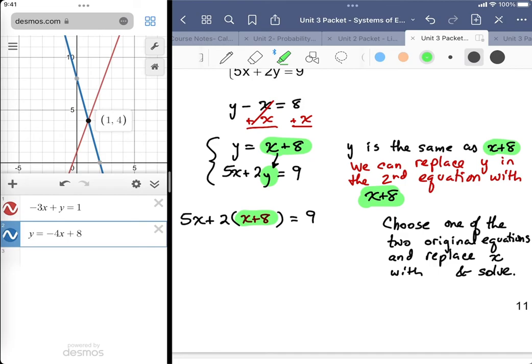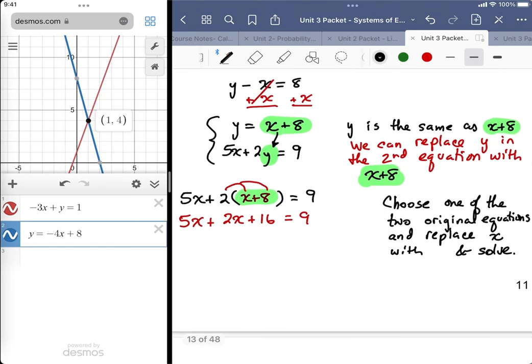It's a linear equation. One equation, one variable. Not as nice as the other problems, but it's still manageable. We just got to use a couple of additional properties. First, I'm going to have to distribute. I'm going to have to run through the 2. So 5x plus 2x plus 16 is equal to 9.